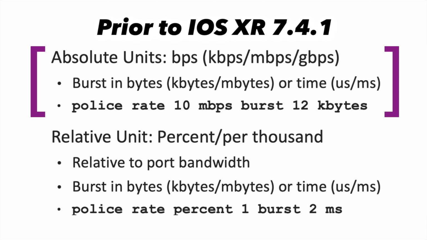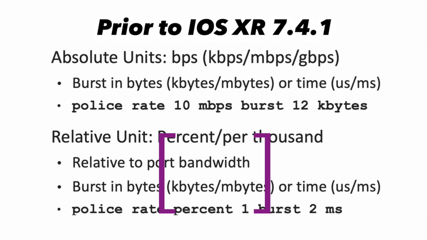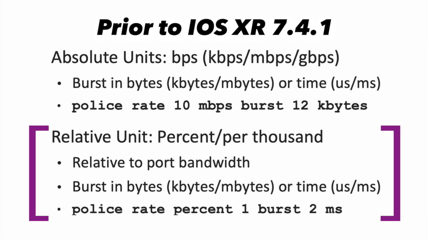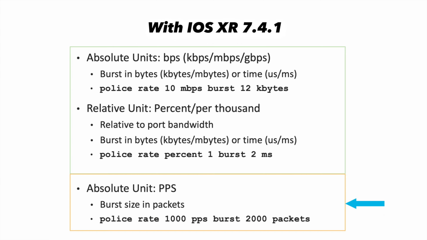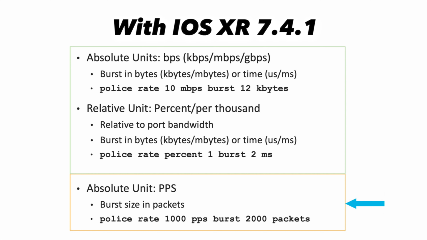bps, kbps, Mbps or so, or in terms of relative unit, which is like percentage or per thousands of the port bandwidth. So burst in both cases could be say in bytes, kilobytes, or in time related to the policing rate. With 7.4.1, a new unit for the policers is introduced, that is packets per second.